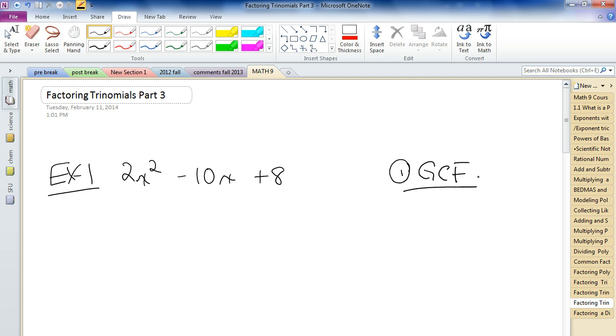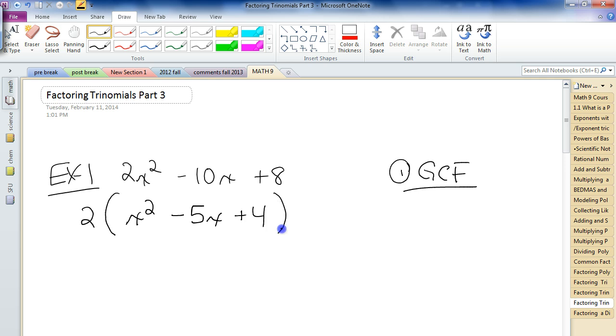Let's take a look at this one though. Could we? Look at that. Yes, we can. 2, 10, 8. I can factor out something. We can pull out a 2. When you pull out a 2, you're left with x squared. Now, when you pull out a 2 from a negative number, it might be helpful to think, what times 2 gives you negative 10? And it's negative 5. Forget the x. And then when you pull a 2 out of there, we get positive 4.